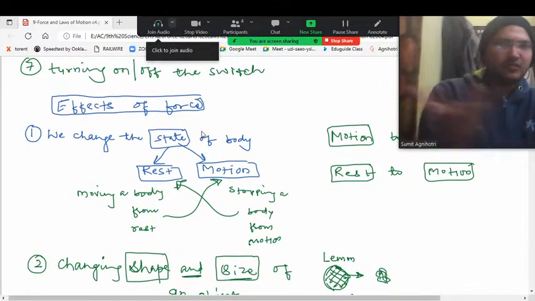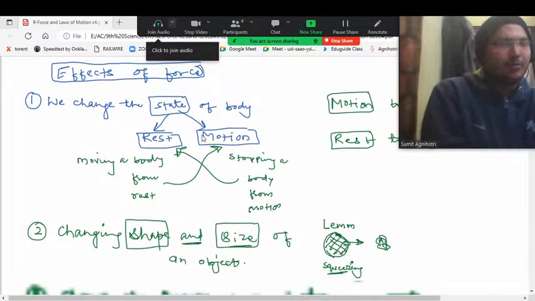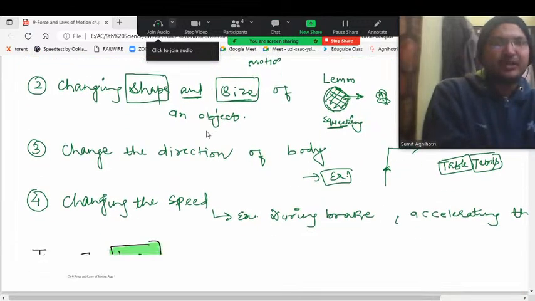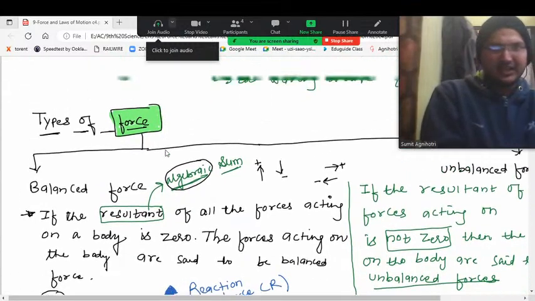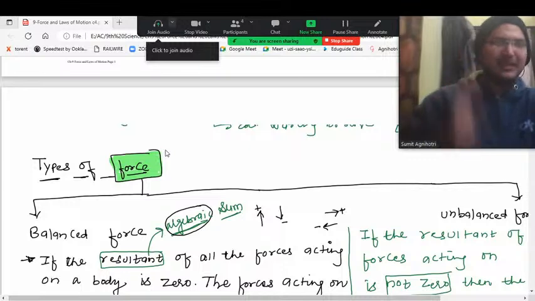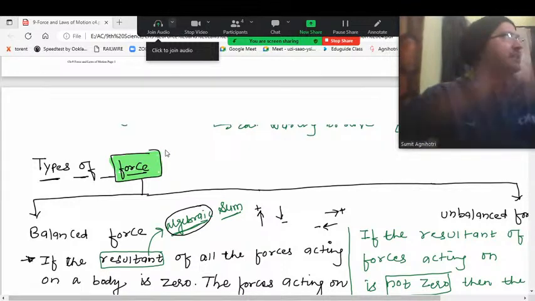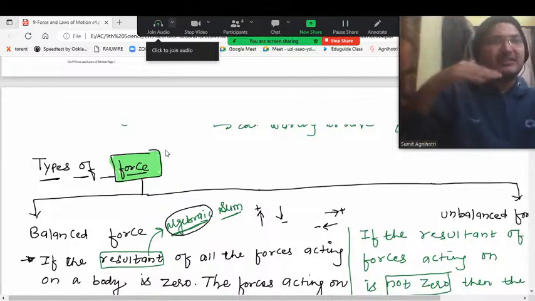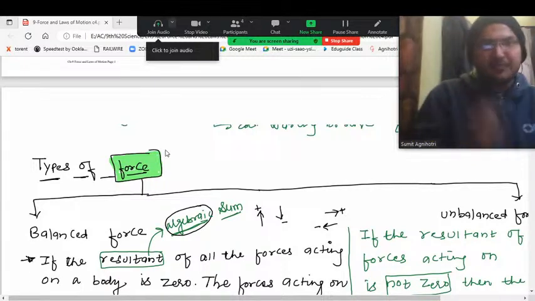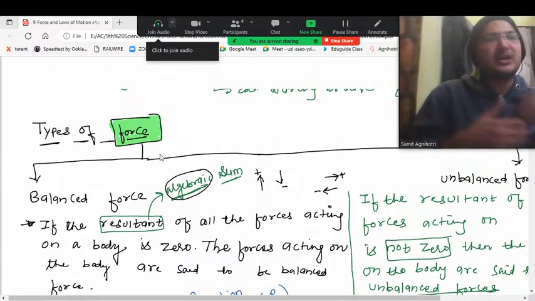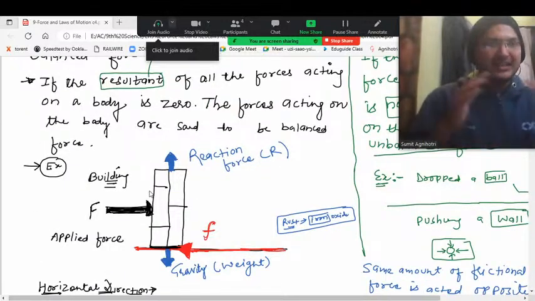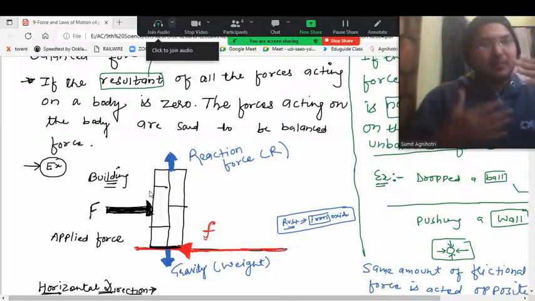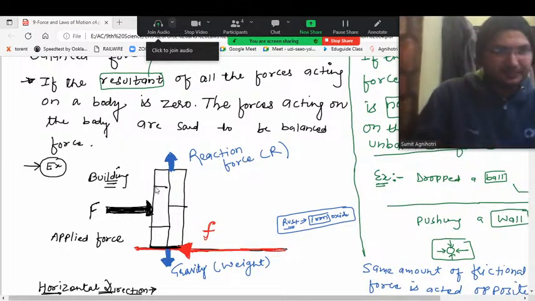Then what are the effects of force? I have already told that it can change the state of body, it can change the shape and size of body, it can change the direction of body, it can change the speed of body. I have already told that. Then there are types of force, balanced and unbalanced. Right now here in the room I'm sitting, and there are pillars which have balanced force. That is why this room exists. Unbalanced forces are those that lead to the motion. The net effect is not zero, then you call it unbalanced. Building is there, and building is stationary because the upward and downward force balance each other.